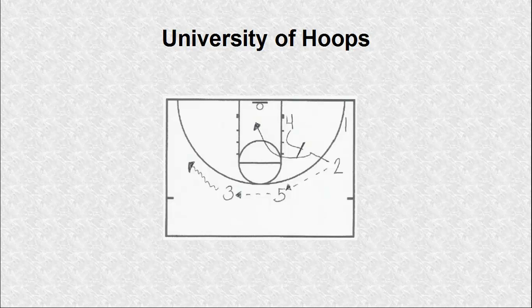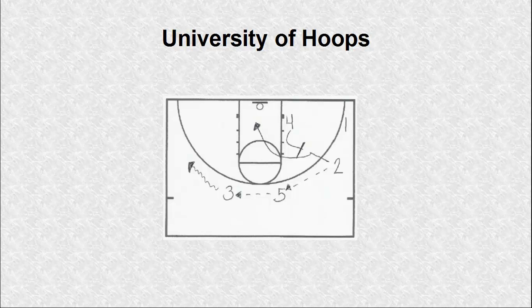As you can see in the diagram here, 3 takes the ball a few dribbles to his left, and 4 is stepping up to set a back screen for 2. The key on 4's screen here is to make sure he gets low and wide on his screen and make sure he gets a good angle at it. His backside should be pointing towards the basket.